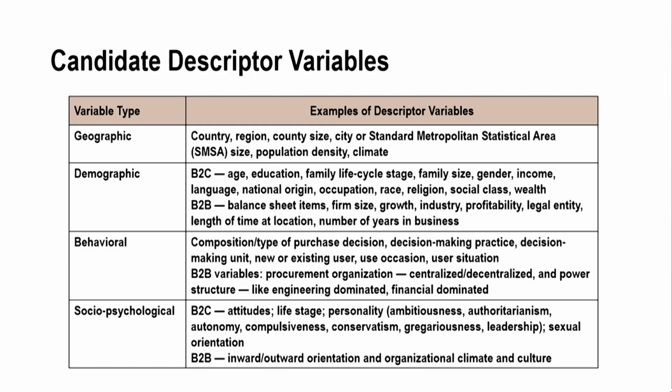But in the case of B2B, the inward-outward orientation or organizational climate and culture are used for fine segmentation and targeting. But usually the most important descriptor variables used in B2B will be the demographic and the purchase behavior, buying behavior orientation.